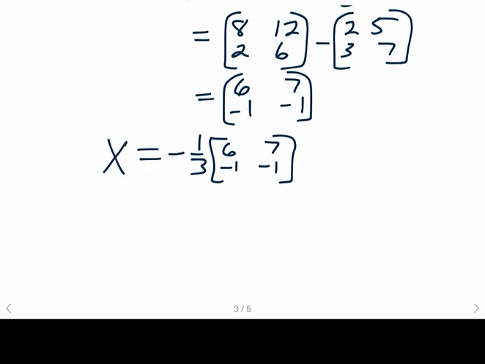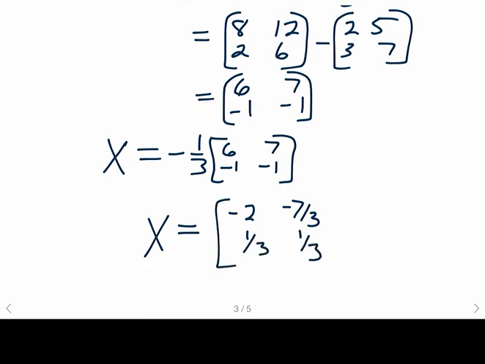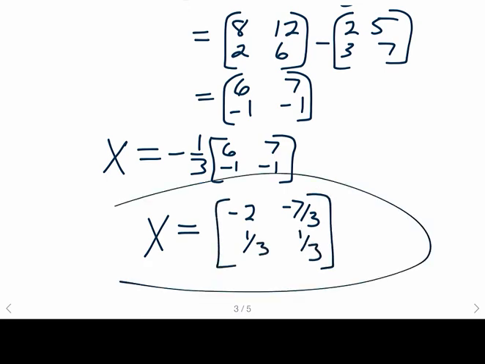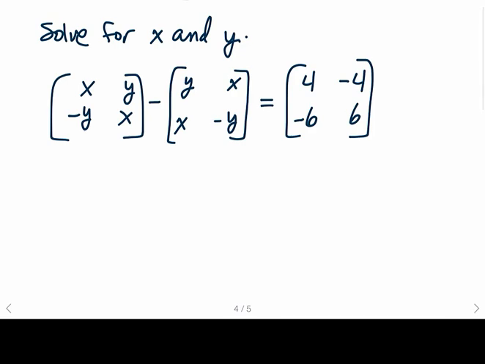Ew! Yeah, I know, it's not all peaches and roses. X is equal to [negative 2, negative 7/3, 1/3, 1/3]. I don't really like it any more than you do, but guess what? We don't have to do anything with it because we're done with that one. On to the next. Here we have a matrix equation.